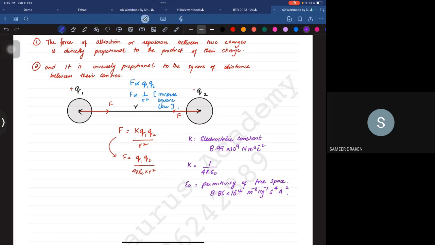It is not relevant to remember the units. The values are given as well in your data booklets. So yeah, it's pretty good that way.